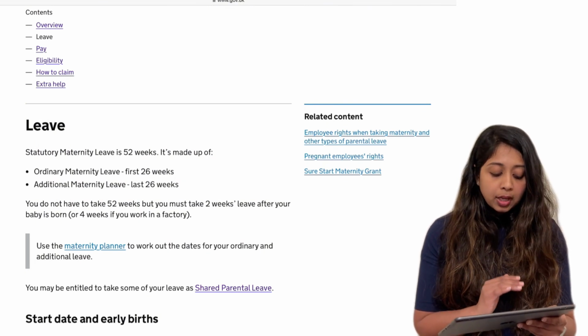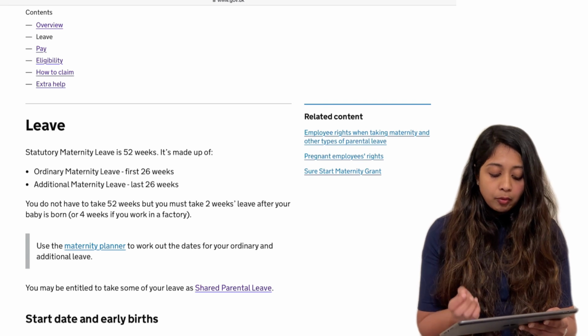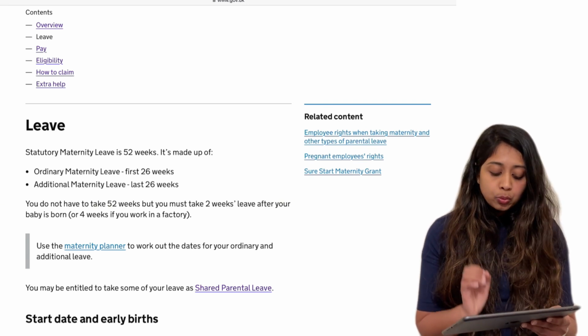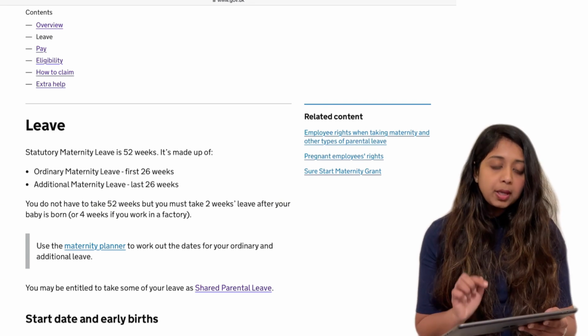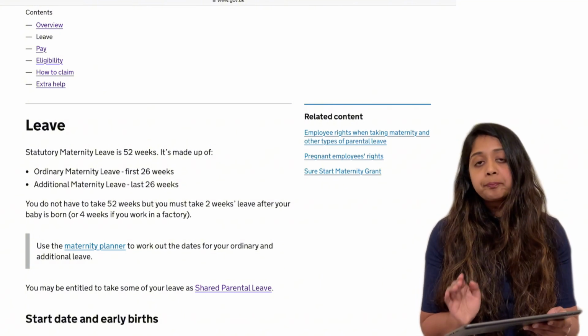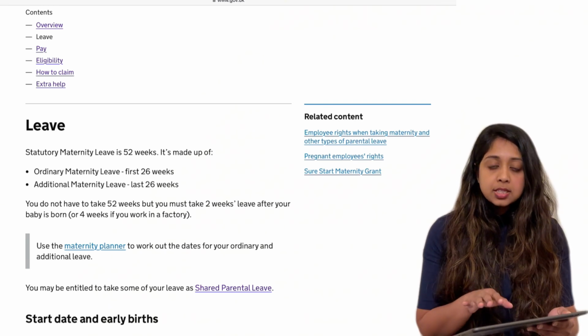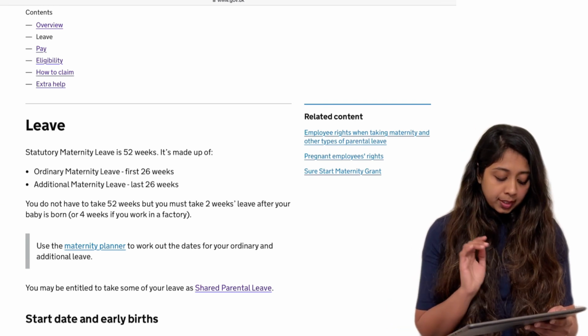However, you do not have to take the 52 weeks as your maternity leave. You must take 2 weeks of leave after your baby is born, and it is 4 weeks if you work in a factory. So you can return to work after any time following these and before 52 weeks.